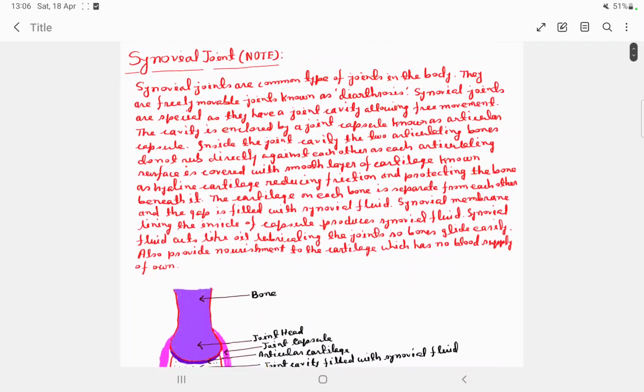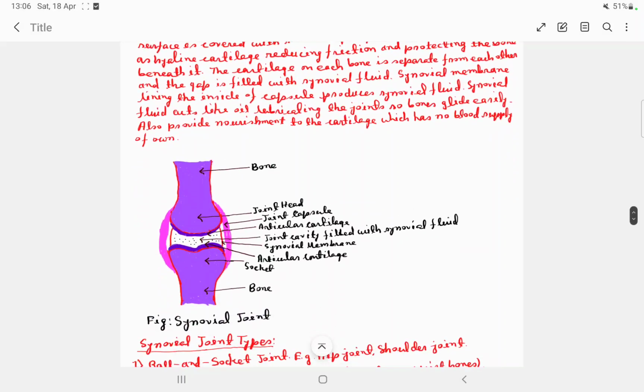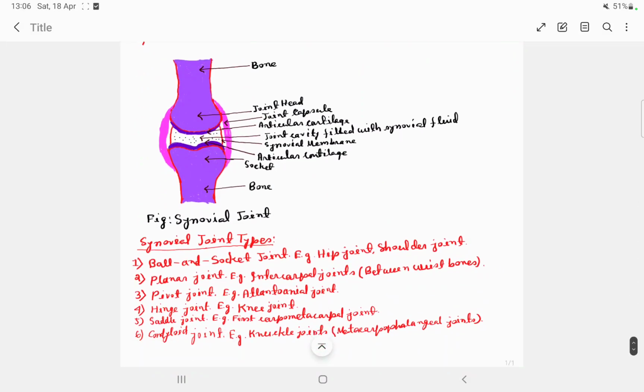So this is a brief note regarding the synovial joint, and I will discuss the different types of synovial joint in other videos.